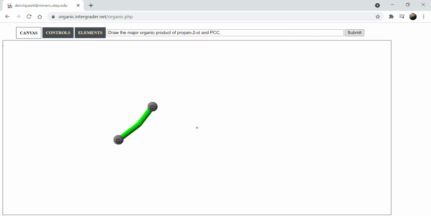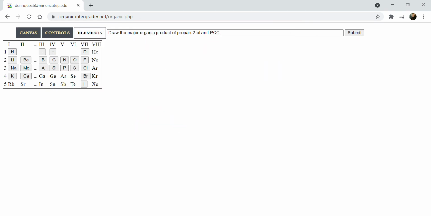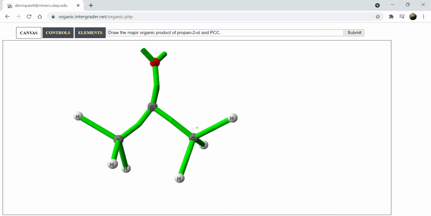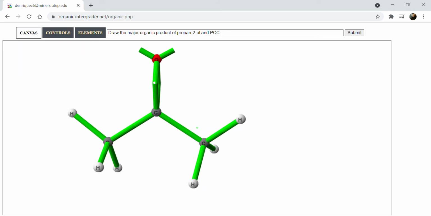Okay, I'm going to draw my propane. I'm going to add my oxygen on top. There's no conformation, so I don't need to add the hydrogens yet. It's interacting with PCC. It doesn't really matter with this. With the secondary carbons, we're actually just going to turn it into a ketone. So I'll do my double bond. Now I'll add my hydrogens and electrons. And this is what I get in the end.